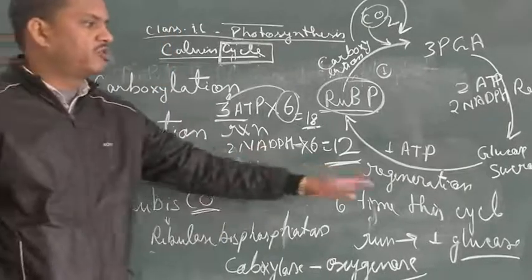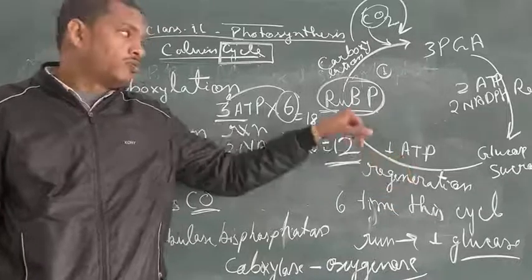See, remember this: in the regeneration stage there is use of 1 ATP to release this RUBP.